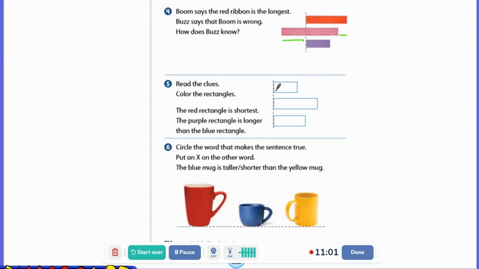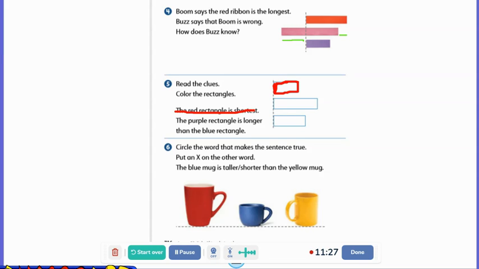Now I'm going to try my best on here to make this red. I'm not going to color it all in because it's very challenging on here. So we've done the first clue. Now let's reread our second clue. The purple rectangle is longer than the blue. So I need to make sure that purple is longer than blue.